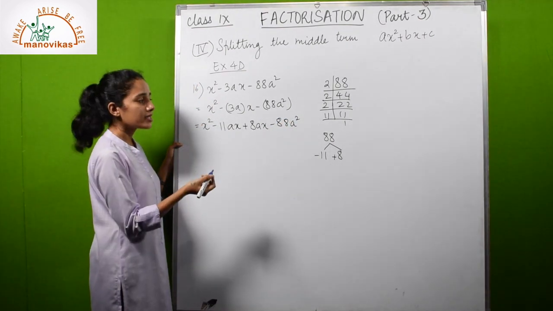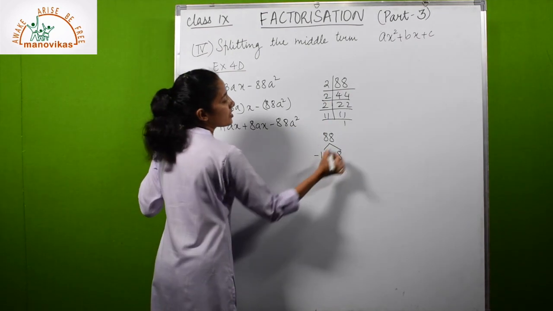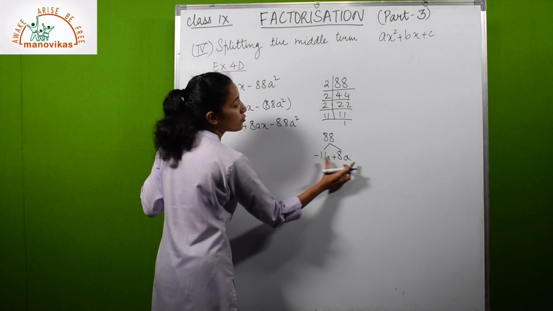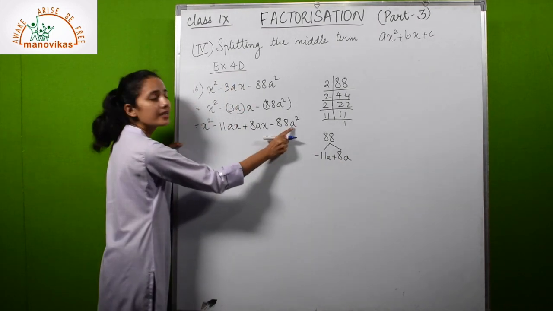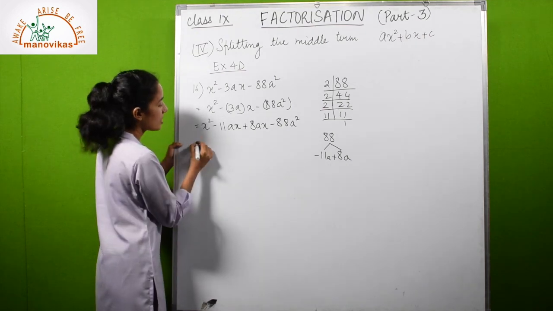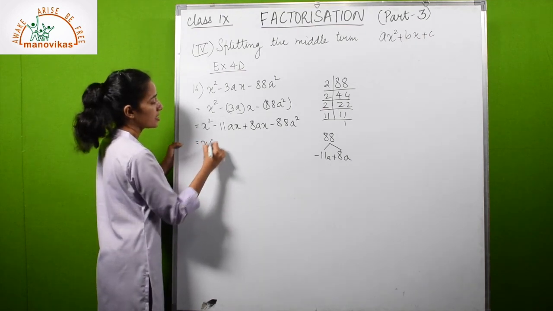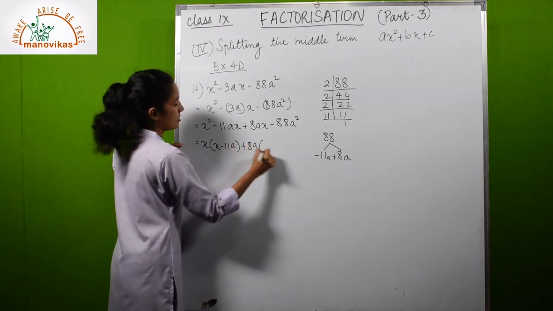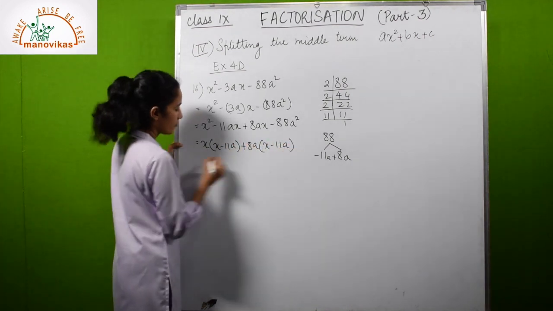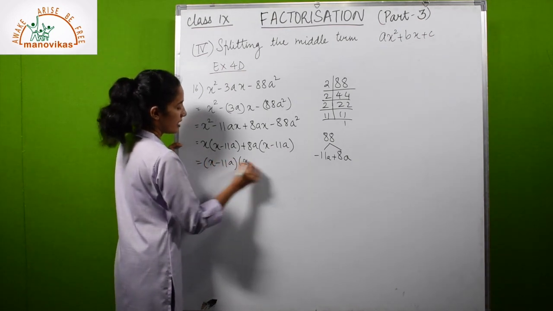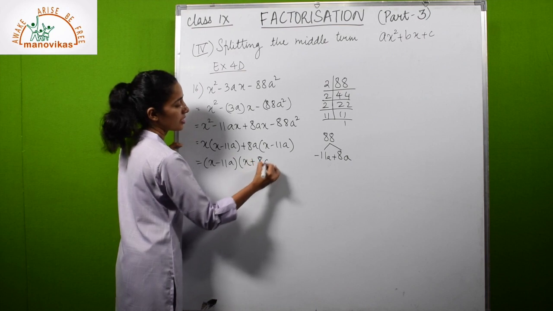Or to understand in a different way, instead of this I could have taken it as 8a, 11a and 8a, which when you multiply I get 88a square. Anyway, whichever way you can understand. Now taking out a common factor, it is x minus 11a plus 8a, x minus 11a. So taking out a common factor again, you get x minus 11a, x plus 8a.